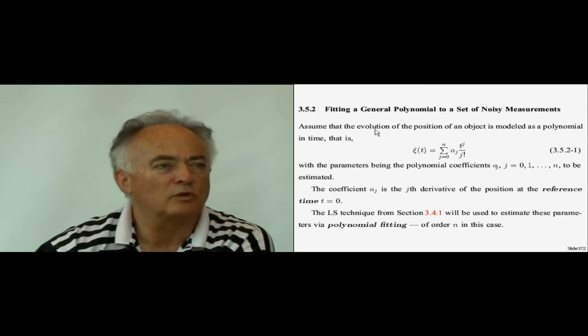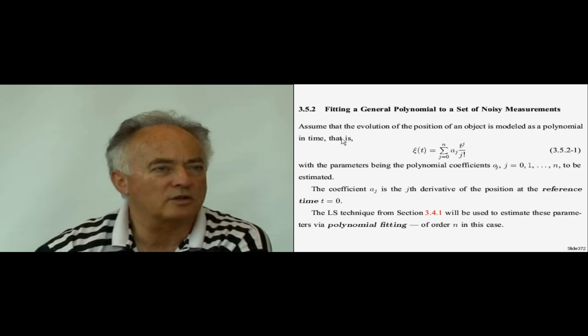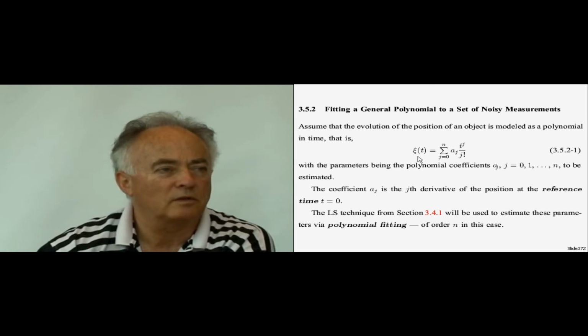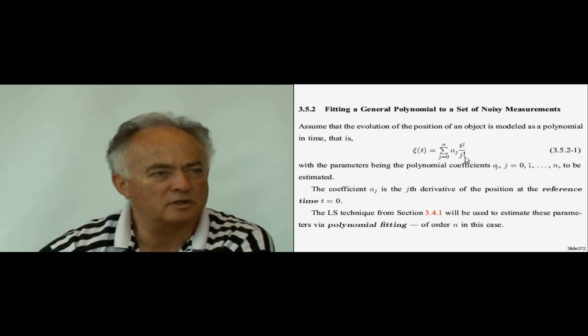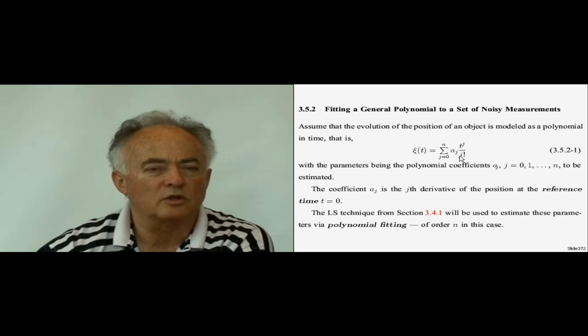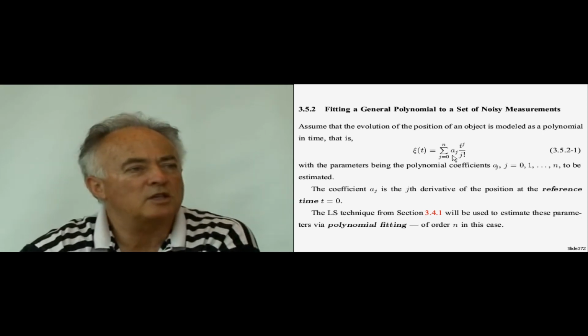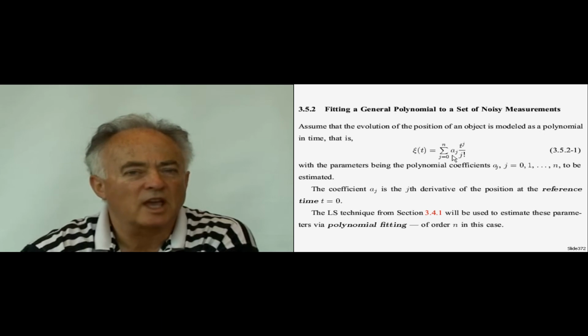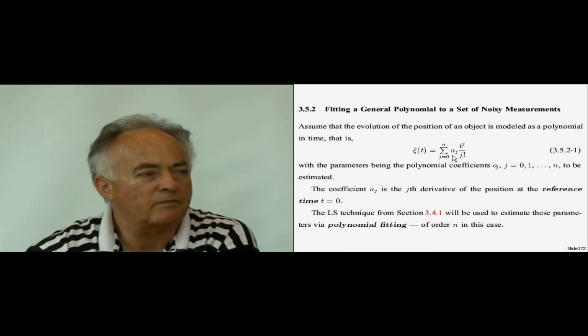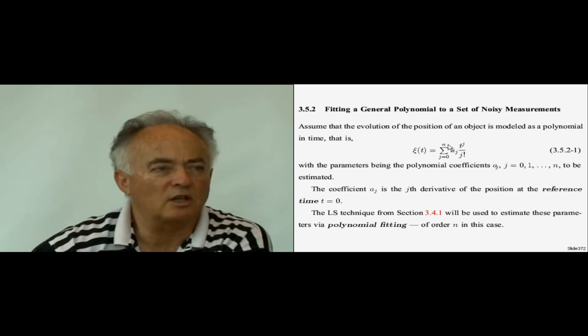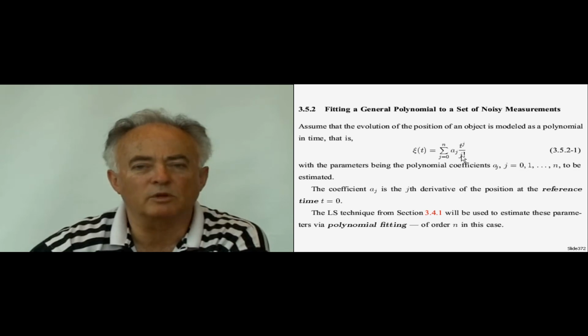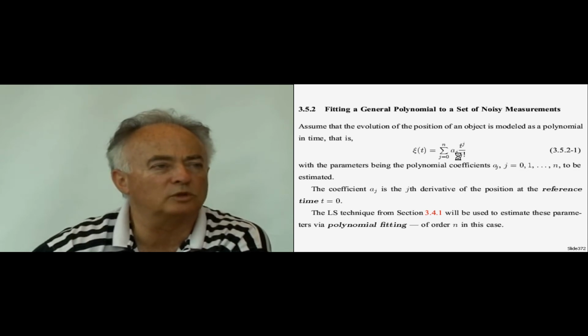Assume that the evolution of the position of an object is modeled as a polynomial in time of order n. The reason we write the true position psi of t as the sum of a_j t to the j over j factorial is that we prefer a_j with j factorial here because there is a clear meaning. A0 is position at the reference time, A1 is velocity at the reference time, A2 will be acceleration at the reference time. So when you start taking derivatives, there's always a j coming out, and that will cancel with the denominator, and therefore we have a physical meaning for these a_j's.